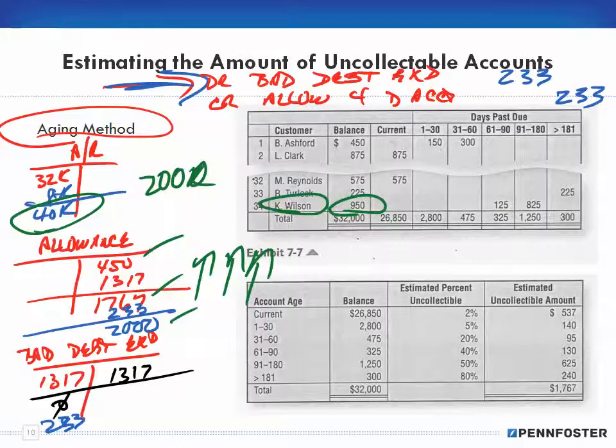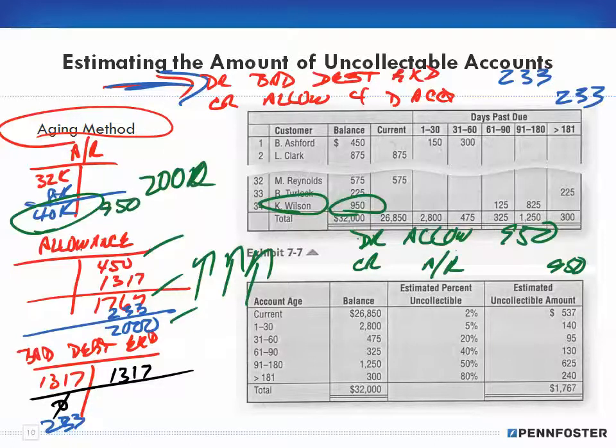So if you've determined that this K Wilson $950 should be written off, then you have to make the journal entry to take it off of your accounts receivable. So you're going to credit your accounts receivable for $950, and you're going to debit your allowance account, allowance for bad debt, for the $950. Okay, when you do that, notice that the $950 is a credit, so now your new balance of your receivable is $39,050.